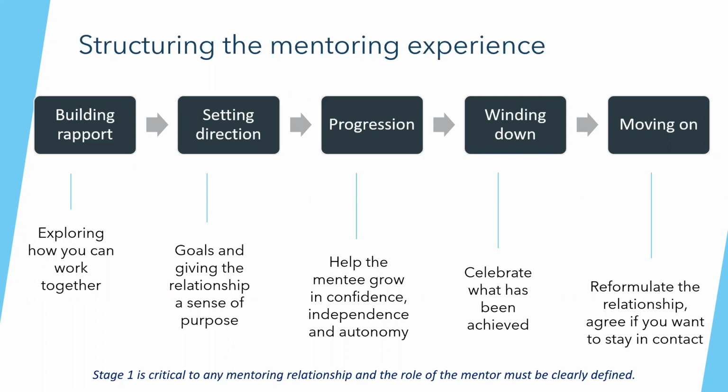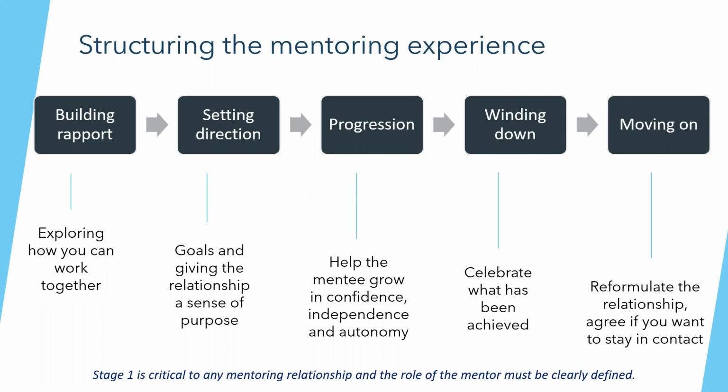Stage two is about setting direction. This is referring to the goals, giving the relationship a sense of purpose and working out what the short term, medium term, and long term goals may look like. Stage three relates to progression. This is the longest stage, and sometimes the process becomes iterative, where one may need to go back to the earlier stages. During this stage, the mentee demonstrates increasing confidence, independence, and autonomy.